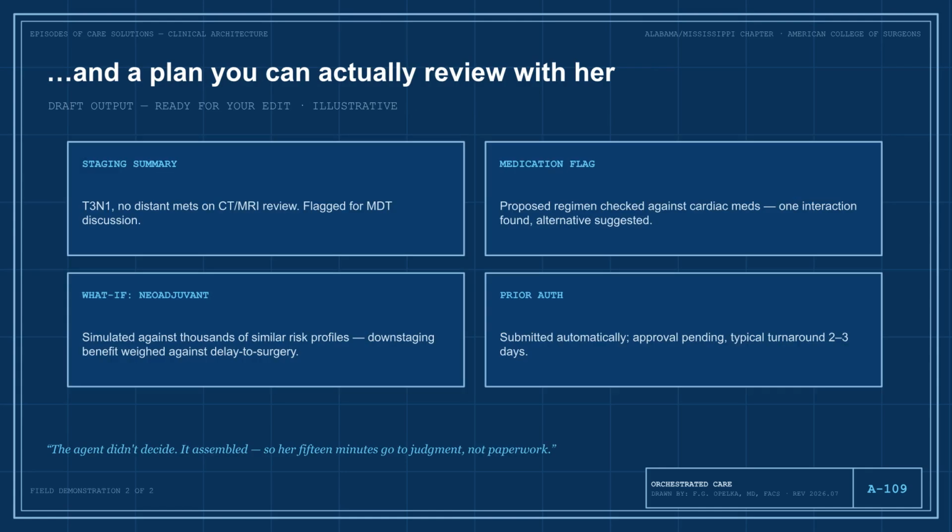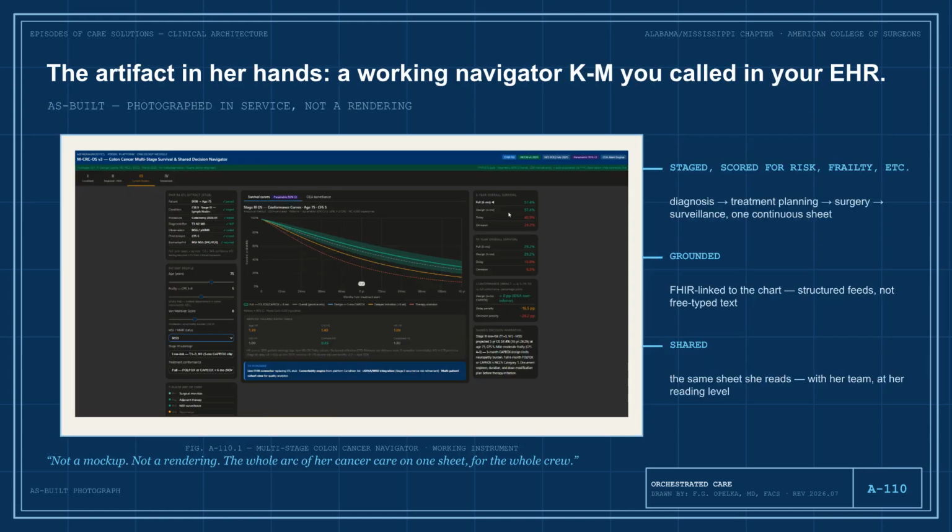Here is the resulting plan: a staging summary, medication flags, a simulation of treatment outcomes, and automated prior authorization status. The agent does not make the final decision. It assembles the necessary information so that your 15 minutes with the patient can focus on clinical judgment rather than paperwork. This is a working navigator, not a rendering.